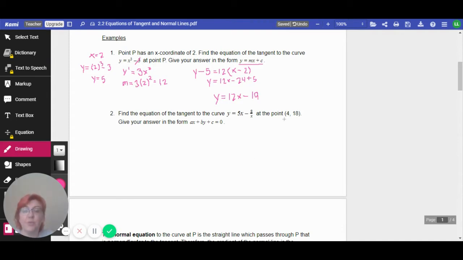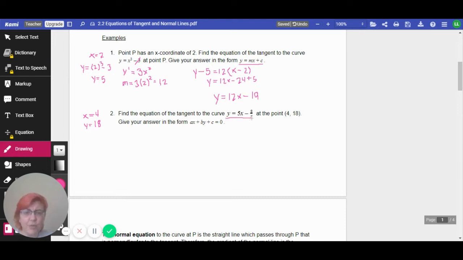All right, let's do another one. Find the equation of the tangent to the curve y equals 5x minus 8 over x at point (4, 18). So here they've given me my x, which is 4, and my y, which is 18. I also want to give my answer in general form, ax plus by plus c equals 0. We are going to start out with point gradient and convert from there.